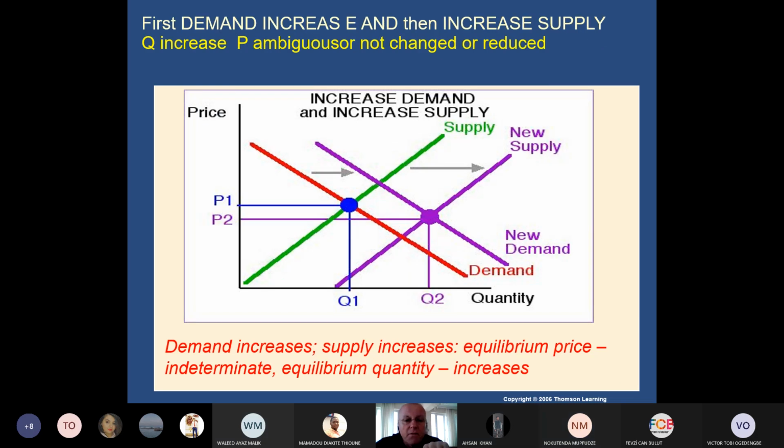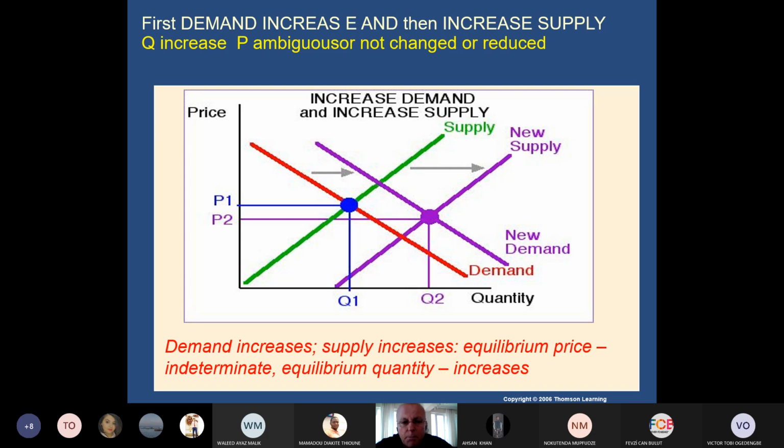Then we have here Q decrease, P ambiguous or not changed, I said, or supposed to be reduced. Then we have here an increase in demand and an increase in supply. Demand increase, supply increase: equilibrium price indeterminate. The equilibrium quantity is supposed to be increased. Either way, we don't know. It is a speculative position now, because we are talking about demand increase and the supply is also increased.